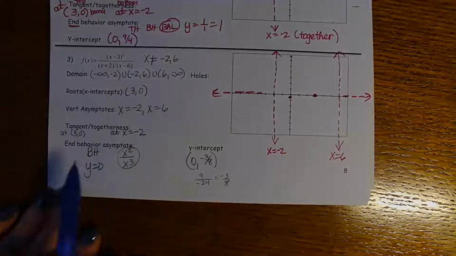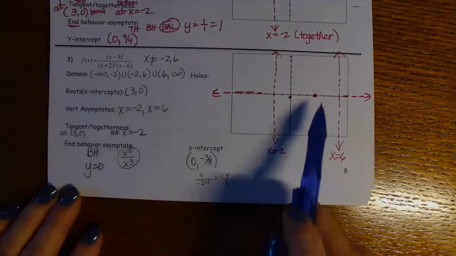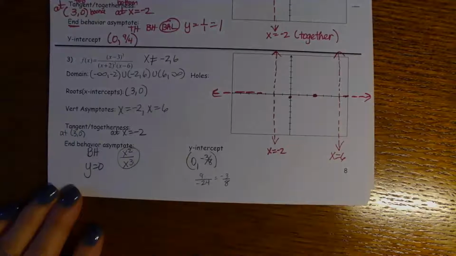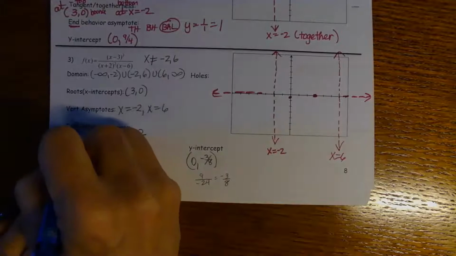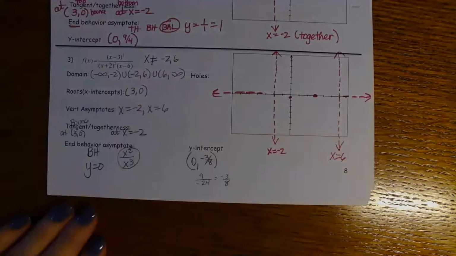So let's just look at this. It says I'm tangent at 3. What does that mean to me? We bounce. So this, what is this going to look like? A frown?